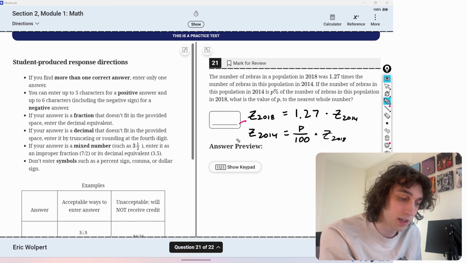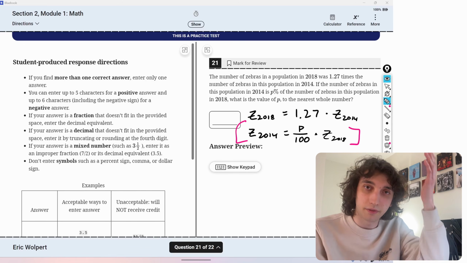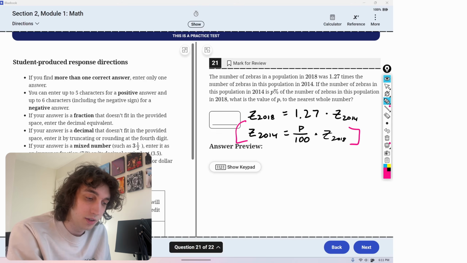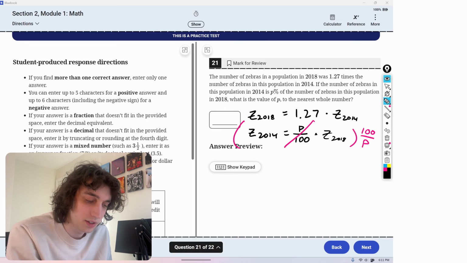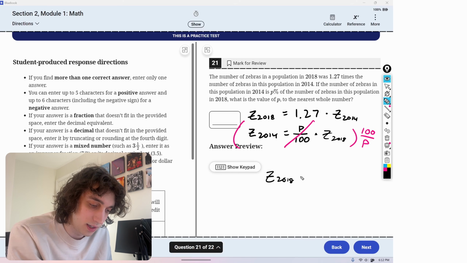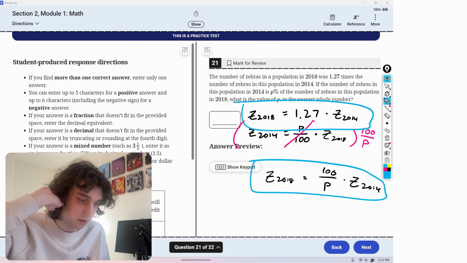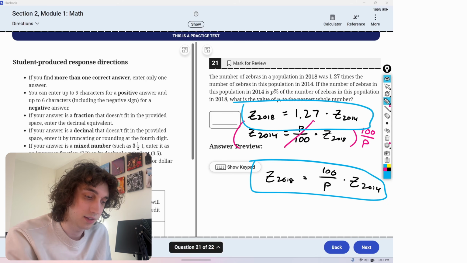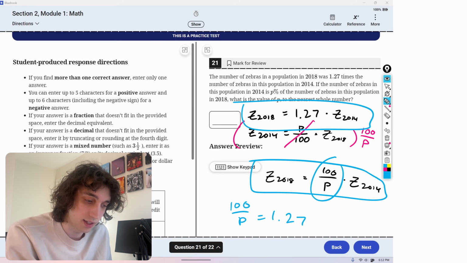Instead, what we can do is we can take one of the equations and put it into the same form or same structure as the other one so that we can very clearly compare the coefficients. So in this case, if we wanted to isolate z over 2018, we could multiply both sides by the reciprocal. So this leaves you with z 2018 equals 100 over p times z 2014. And so now we've got this equation and this equation, which are referring to the same thing. And so we can say that 100 over p equals 1.27 because these line up perfectly.